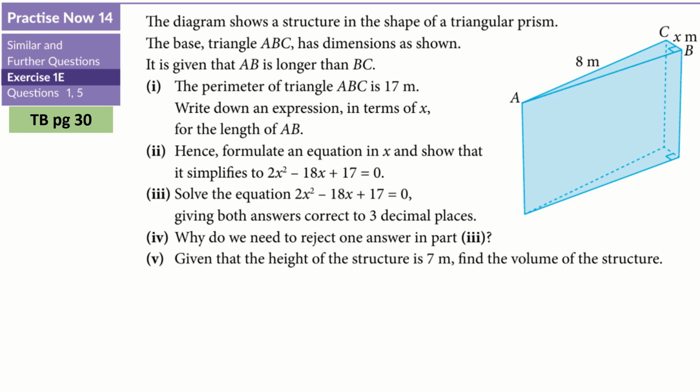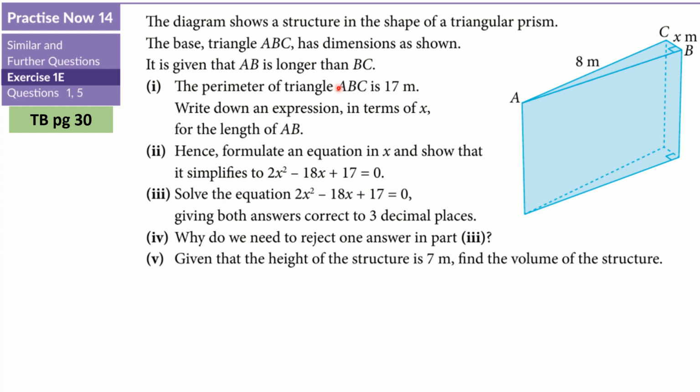In this question, it says that a diagram shows a structure in the shape of a triangular prism. A prism is an object or a solid that has a uniform cross-sectional area. In this case, the shape of the cross-sectional area is a right-angled triangle. We can see that it is a right-angled triangle because of the right-angle symbol over here. The base, which is triangle ABC, has dimensions as shown, whereby BC is x meters and AC is 8 meters. It is given that AB is longer than BC.